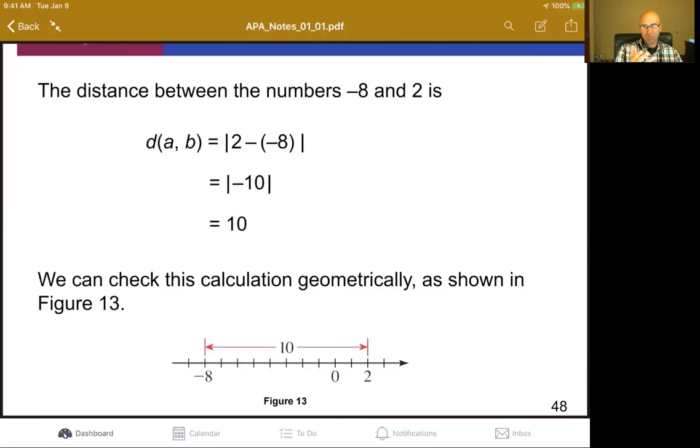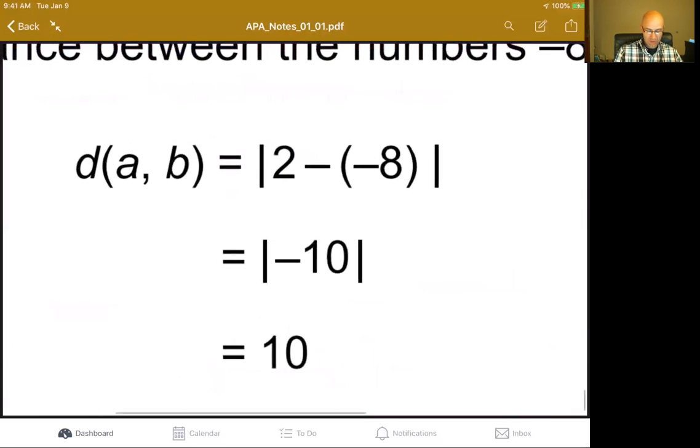So you take 2 minus -8, it becomes 2 plus 8, which is 10. Or you could take the opposite of 2 and the opposite of 8, and you get -10 in here. I don't like how they've done it this way. I would again just do 2 minus -8 inside the parentheses, which becomes 2 plus 8, and you get 10.